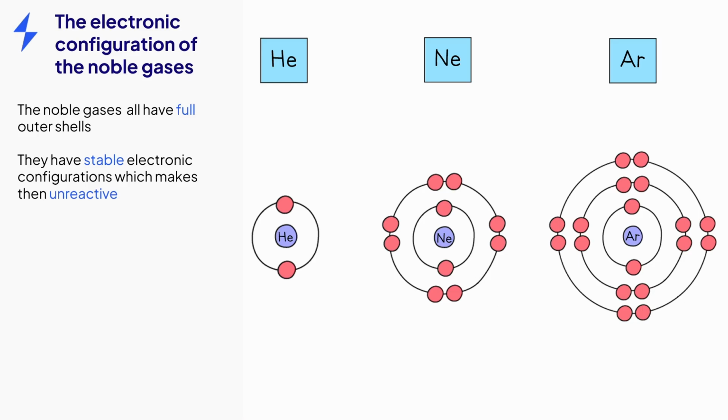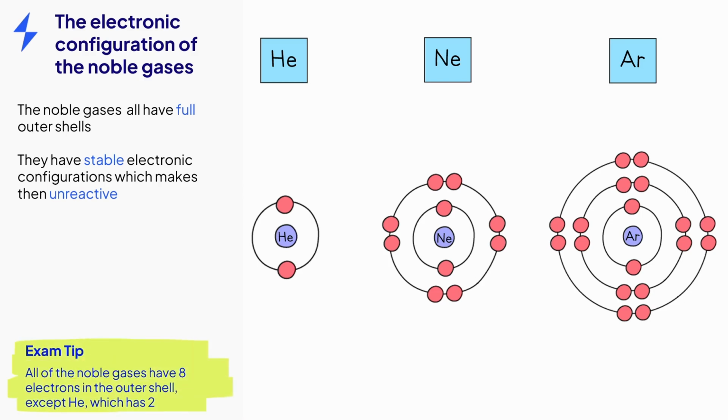Remember, a full outer shell of electrons is a stable arrangement, and the reason atoms react is to obtain a more stable arrangement. As the noble gases already have this, they are unreactive. In fact, all of the noble gases have 8 electrons in their outer shell, with the exception of helium, which has 2 electrons.